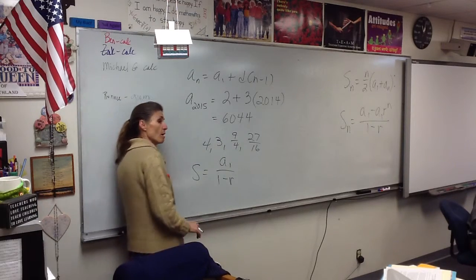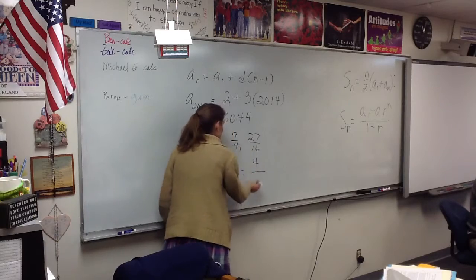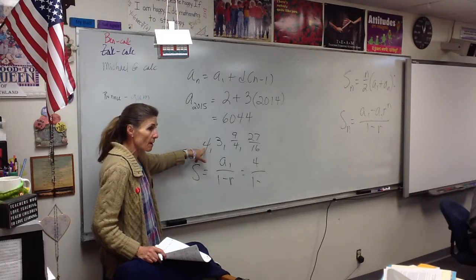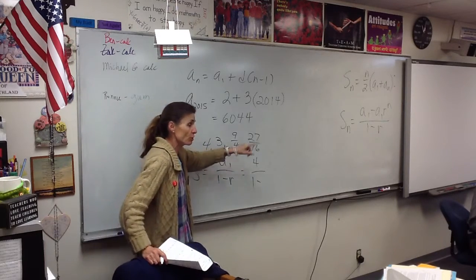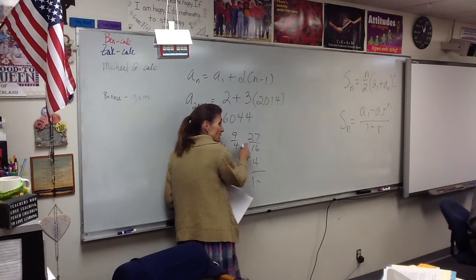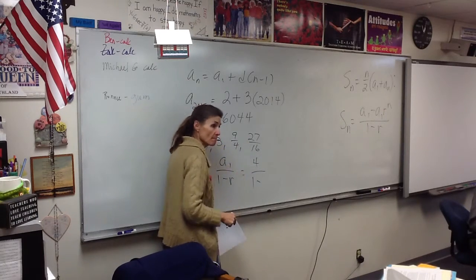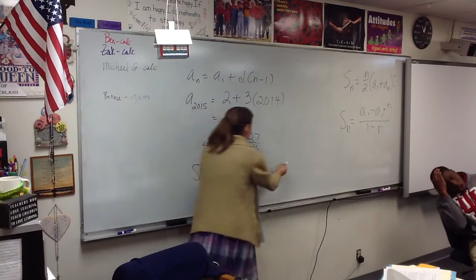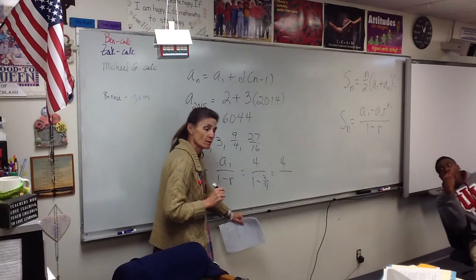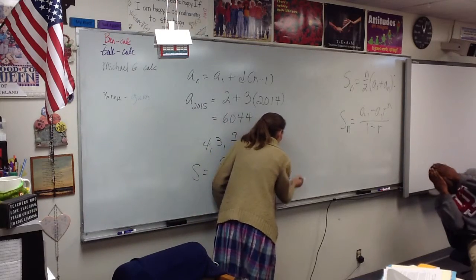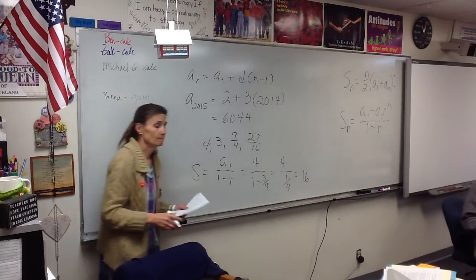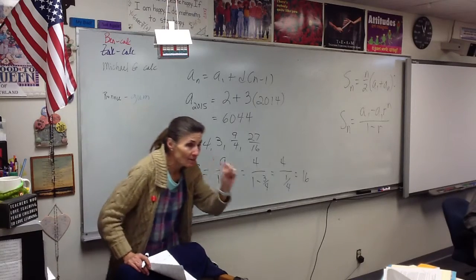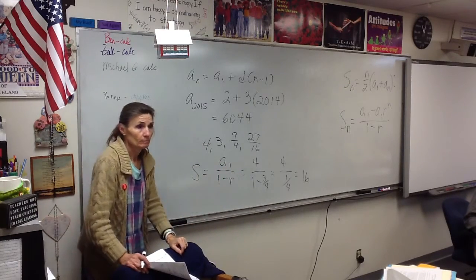What's A sub 1 in this problem? 4. What is the ratio? What are you timesing by to get from term to term? Remember with the fractions, it might be easier to look at the back end. 3/4. We're multiplying by 3/4. So we have 4 divided by, what's 1 minus 3/4? 1/4 or 0.25. The answer should be 16. Now again, you are going to have a calculator. This should not be an issue for you.